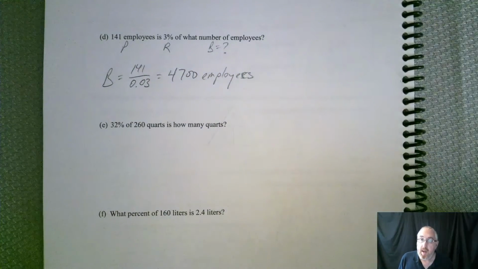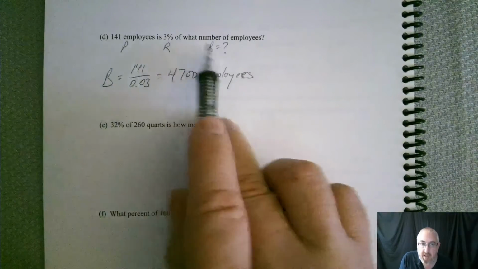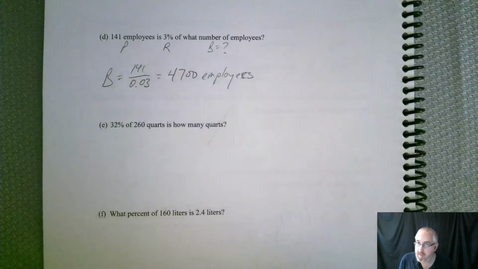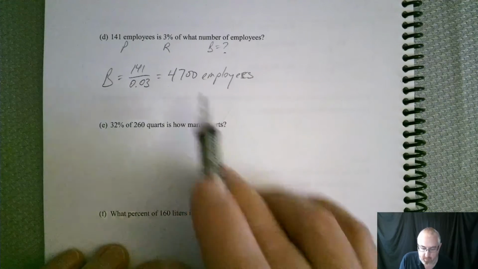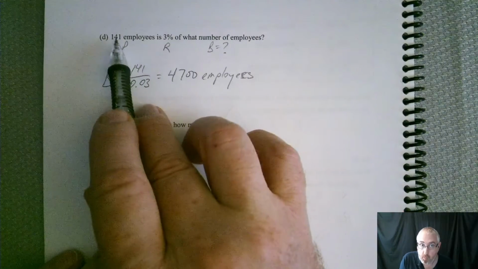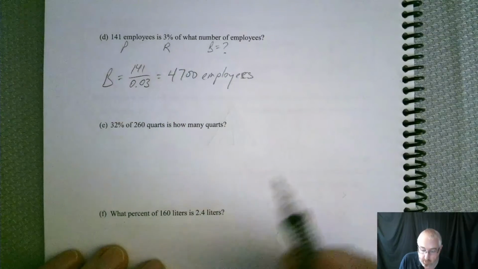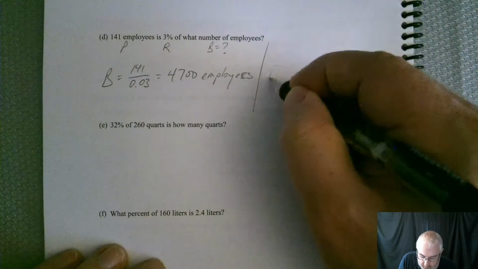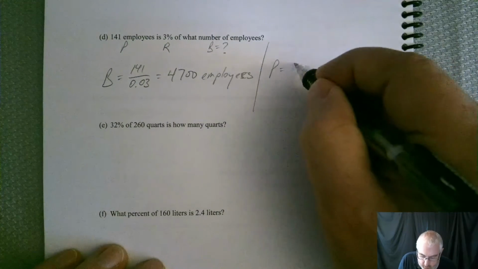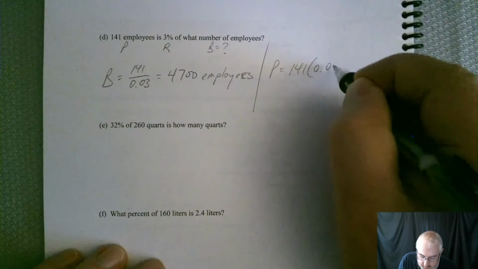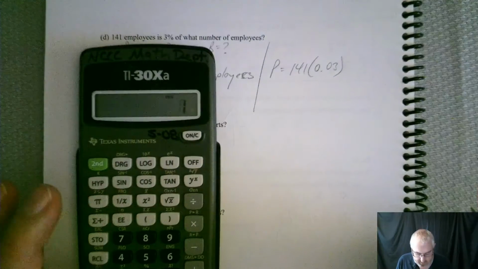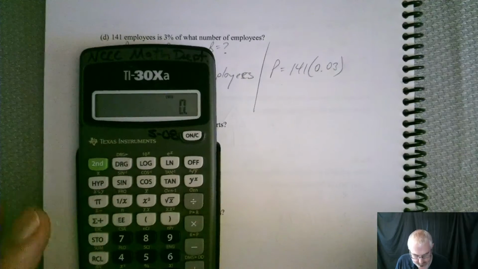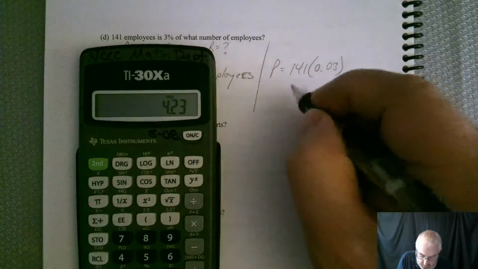Now the one thing that typically happens with these problems that students make a mistake on is they'll get their P and their B backwards. And it just happens sometimes. So let's just see what would have happened with this one. If we had flipped these around and said that this was B and that we didn't know what P was, remember we have to multiply those together. So we would have said 141 times 3%. And if we multiply those, we're going to get an answer that's kind of weird. 4.23.